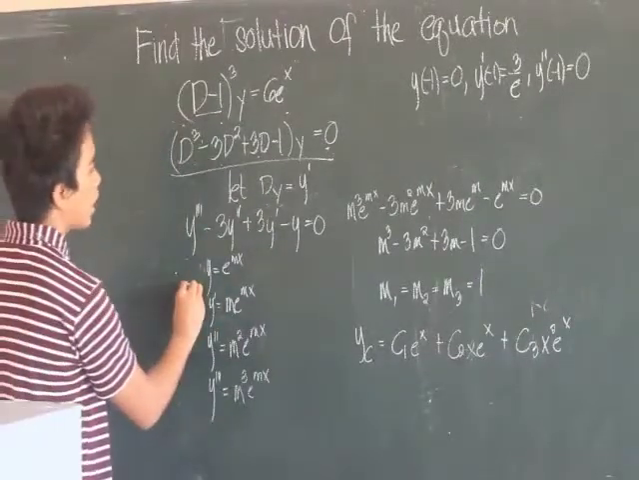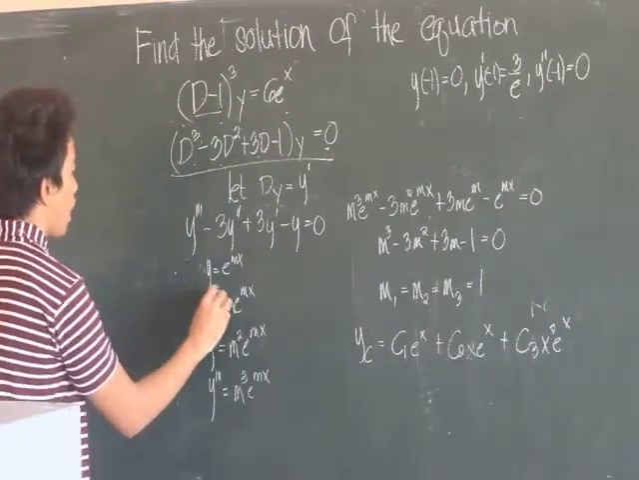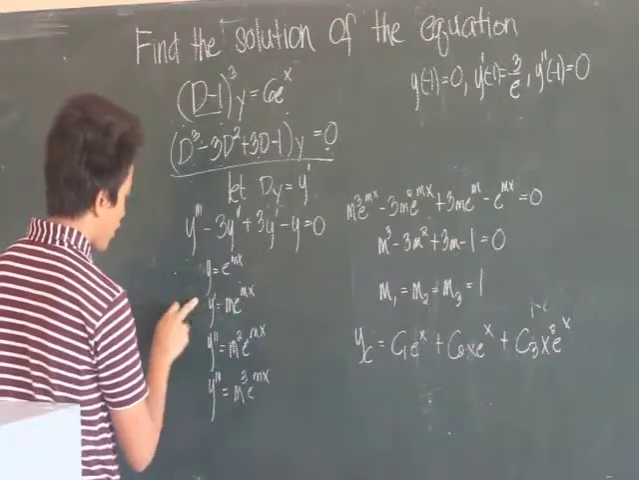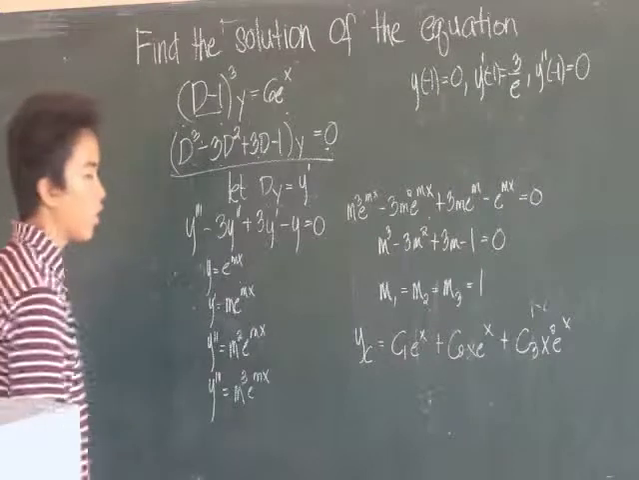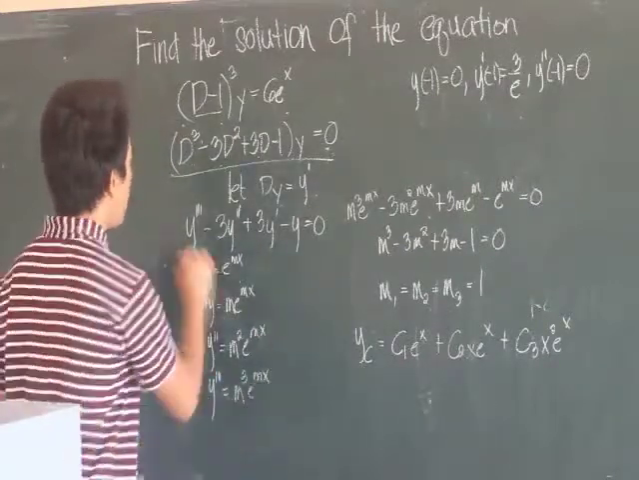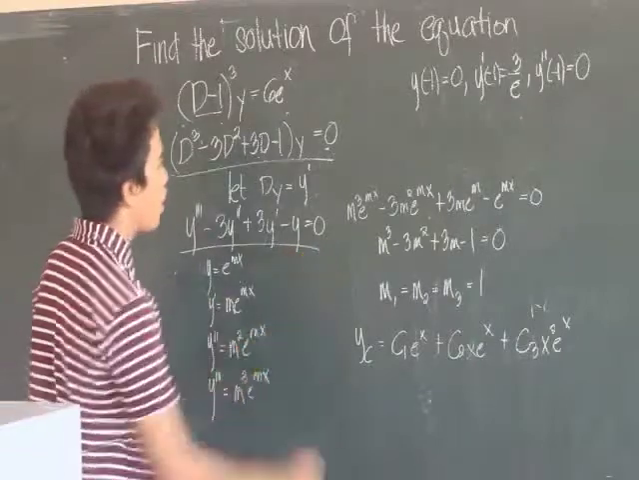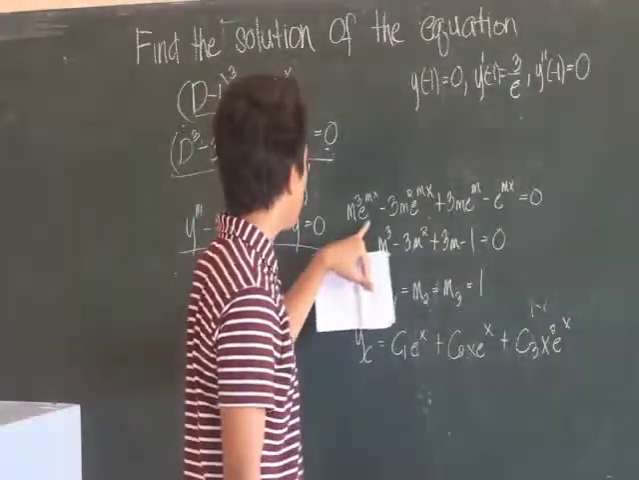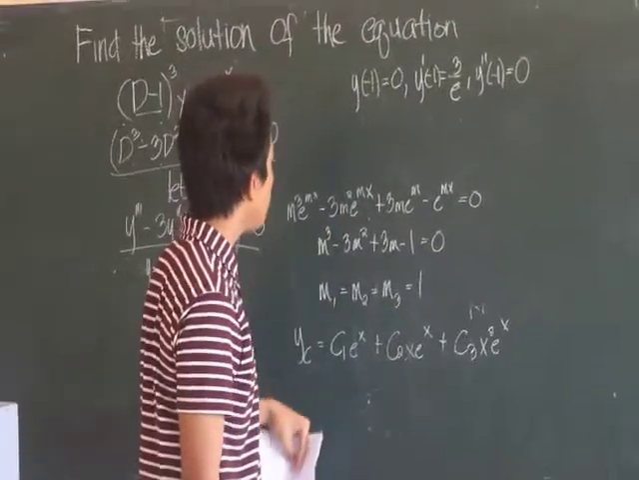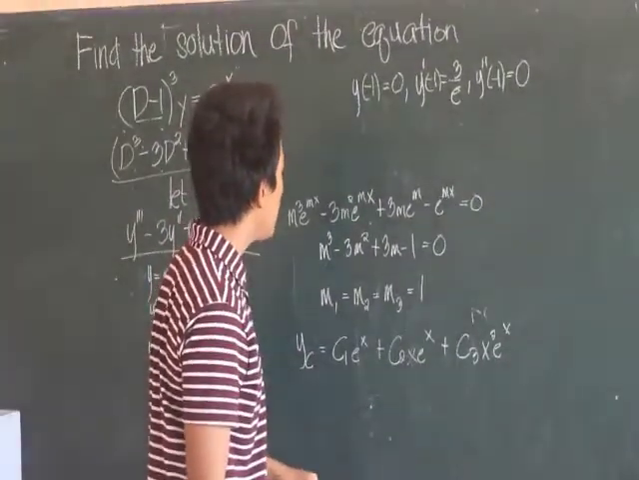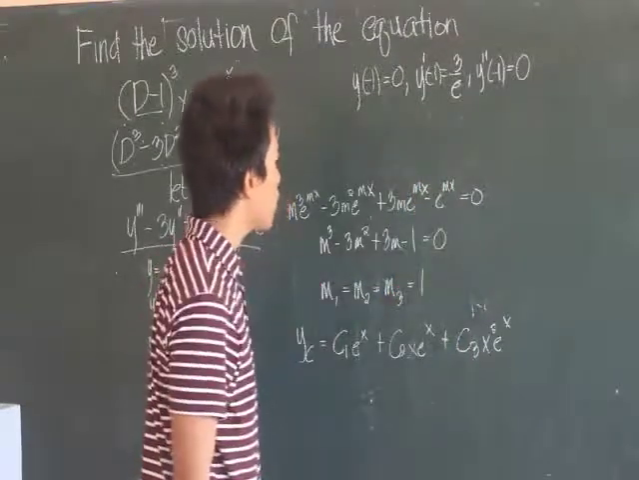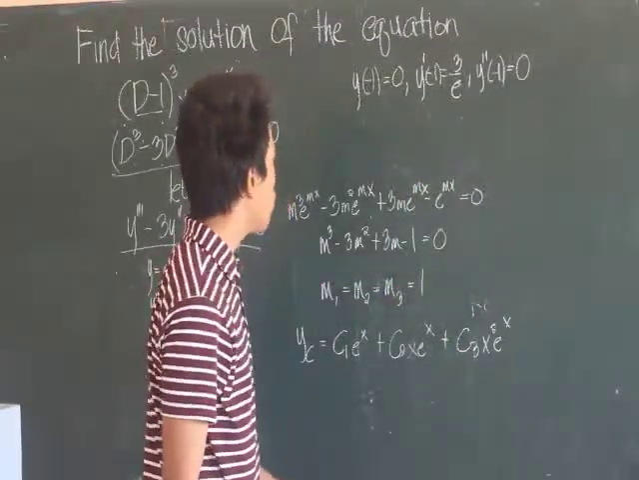Now, to get the complementary solution, we have y is equal to e to the mx and get its first, second, until the third derivative, and substituting these values to our equation, we have m cubed times e to the mx minus 3m squared e to the mx plus 3m e to the mx minus e to the mx equals 0.